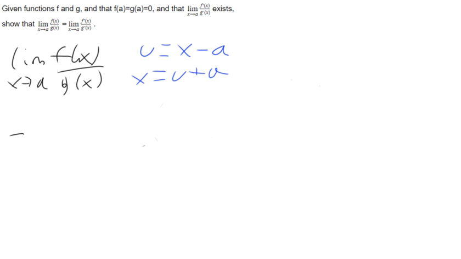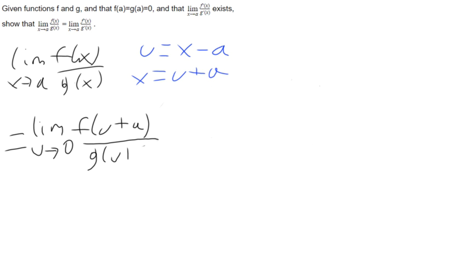So I can say that this is the limit, and u will be going to 0. We have f of x, which is going to be our f of u plus a, and g of x, which is also g of u plus a. And as u is approaching 0, the numerator is approaching f of a, and the denominator is approaching g of a, and we know that these are both 0.